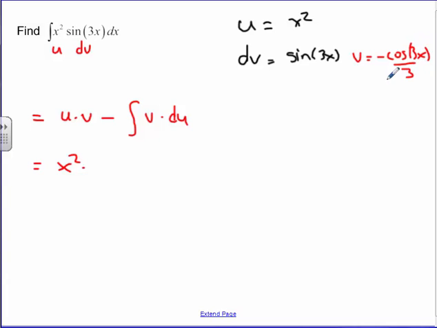Hopefully that makes sense to you. Cosine would derive to negative sine, so negative cosine derives to positive sine, but you have to divide by 3 to account for that chain rule. So I'm going to throw the negative here. I'll make it negative cosine of 3x over 3. And then I'm going to have to use that again, so that's another negative cosine of 3x over 3. And now I need what du is. And du I haven't actually written out yet, but it would be 2x.